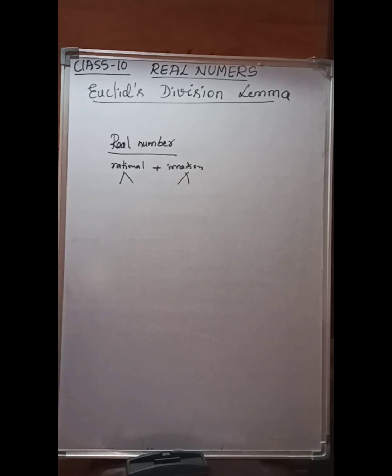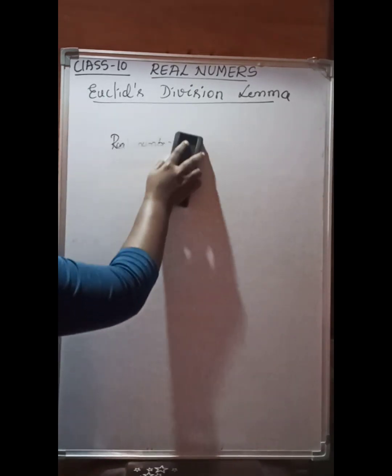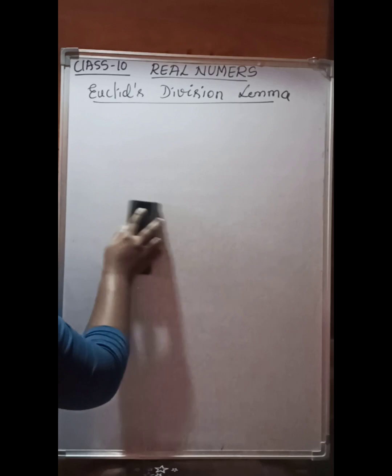Now directly I will go to Euclid's division lemma, which is the second topic of this chapter, real numbers. The first topic is the definitions of all those different types of numbers, which I already made a video of in detail. Please go to that. So now let's move directly into the topic, Euclid's division lemma.